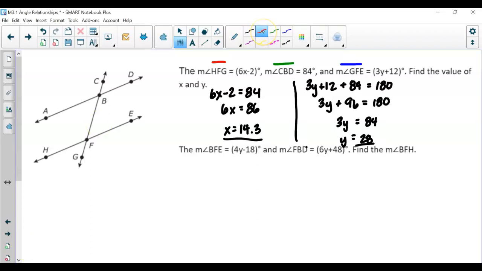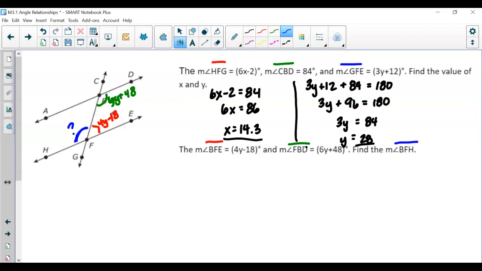And here we go. Labeling BFE, which is here, 4y minus 18. Then FBD, which is here, 6y plus 48. We are finding the measure of angle BFH. So BFH, we're looking for this angle. Keep in mind, we're going to have to solve for y, but notice the angle we're solving for is neither of the two expressions. So you've got to keep that in mind once we're done solving for y.